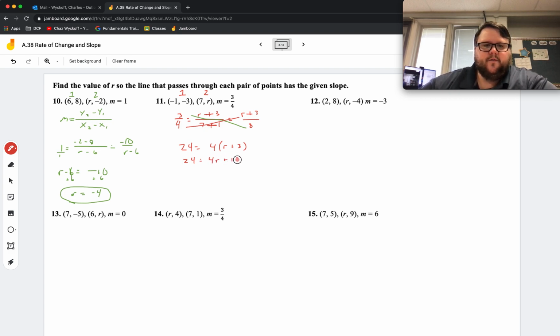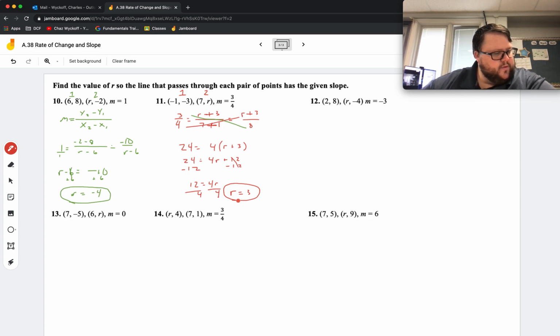plus 12. Subtract 12 to both sides. And you get 12 equals 4r. Divide by 4. Divide by 4. And we get r equals 3. And that's all we're doing.